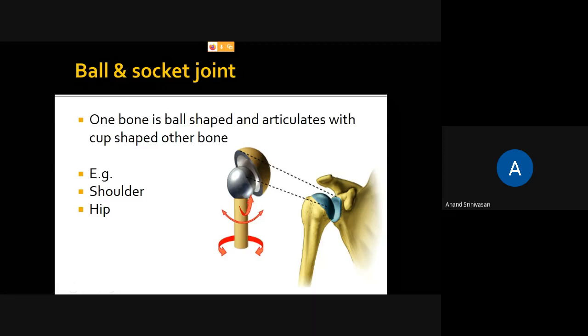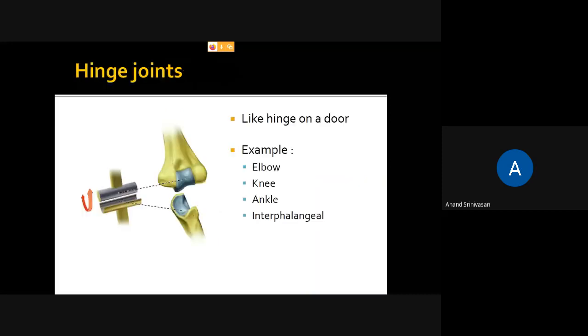In your exams we could ask which one of the following is an example of a ball and socket joint, or the other way around: the shoulder joint is an example of ball and socket or hinge joint. It can come either way. Now the hinge joint. You know the door, right? Like a hinge on a door. When you open the door, it can be opened only on one side. You can either push or pull. It doesn't open on the other side.